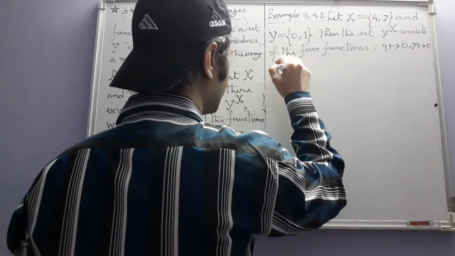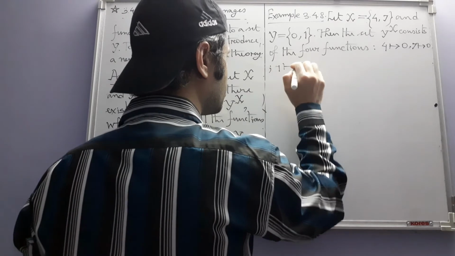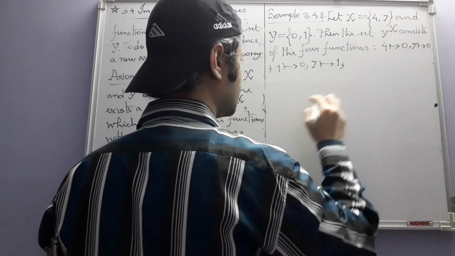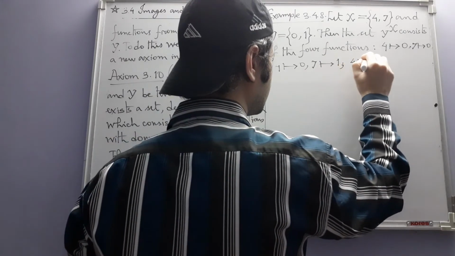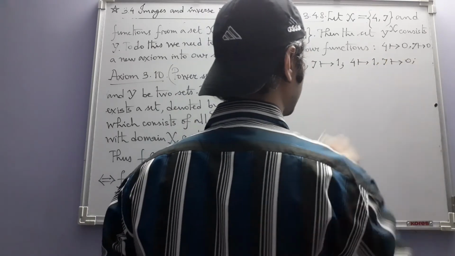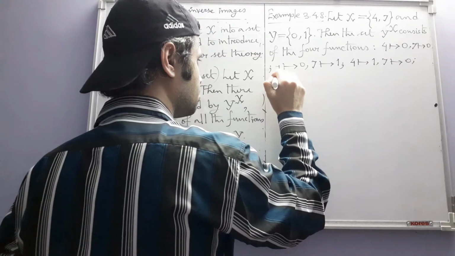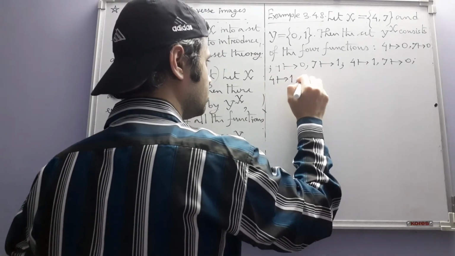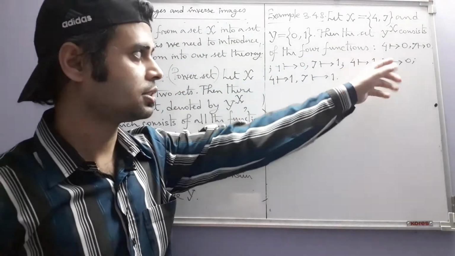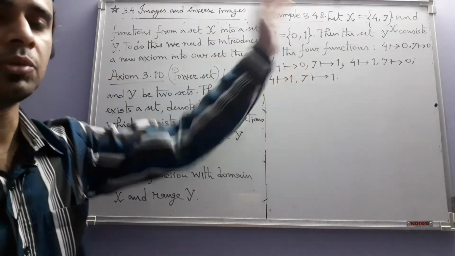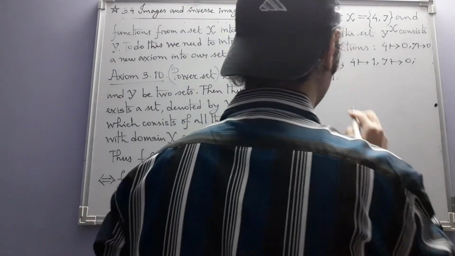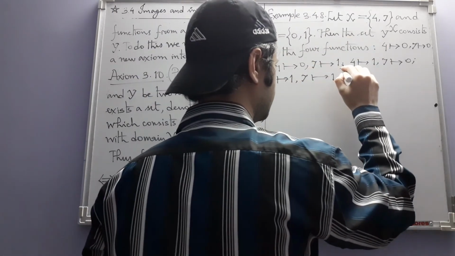The second function maps 4 onto 0 and 7 onto 1. The third one maps 4 onto 1 and 7 onto 0, and the fourth one maps both 4 and 7 onto 1. So this set consists of these four functions. They are the elements of this set.